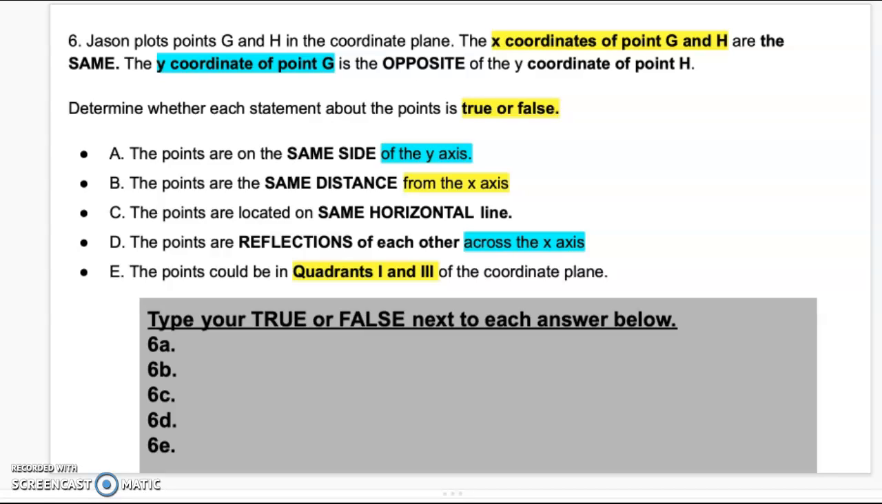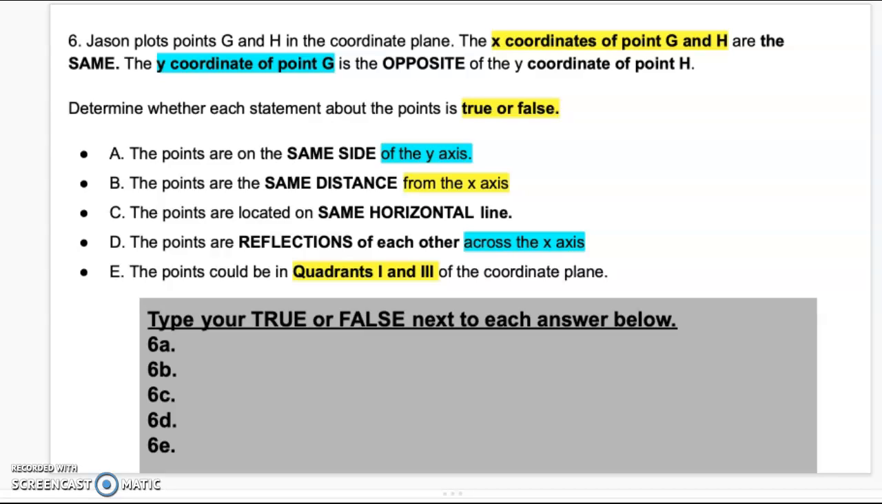The x-coordinates are the same, but the y-coordinate of point G is the opposite of the y-coordinate of point H. Once you have made up your two ordered pairs, you then plot those 2 points on a coordinate plane to help you answer the statements below. So determine whether each statement about the point is true or false.